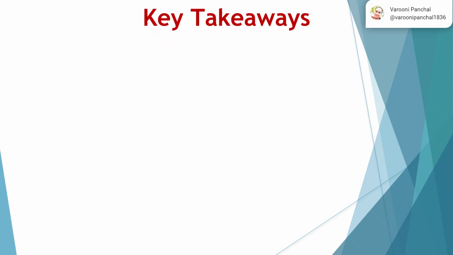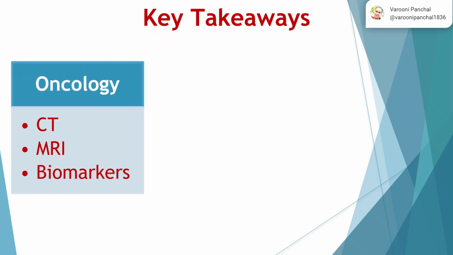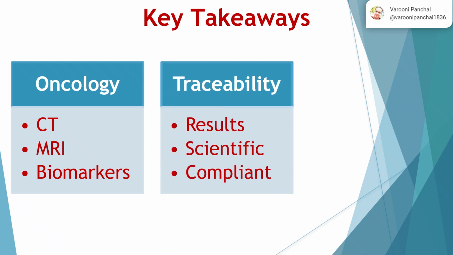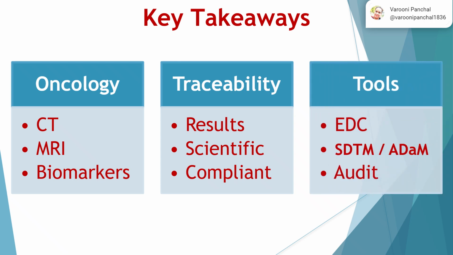Key takeaways for oncology trials. Oncology trials rely heavily on imaging data, e.g., CT/MRI scans, and biomarkers. Traceability ensures tumor progression or survival results are scientifically sound and compliant with regulations. Tools like EDC systems, SDTM/ADaM standards, and audit trails make traceability achievable.